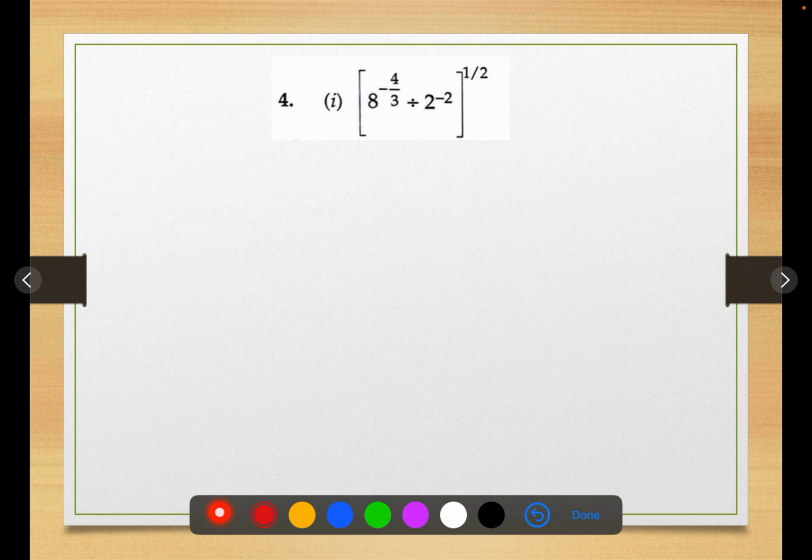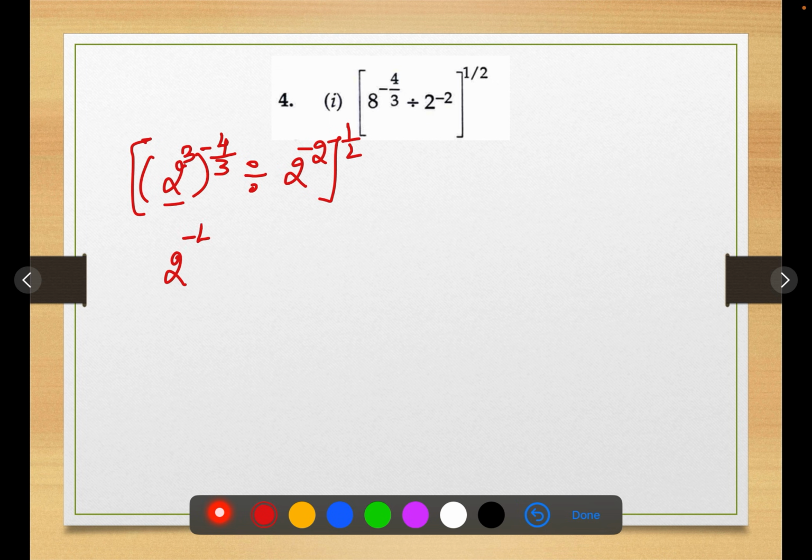Let's start with this question. Here, 8 to the power 4 upon 3. So, we'll think of a number which can be written with the power 3. So, it is 2 to the power 3, whole to the power minus 4 upon 3, divided by 2 to the power minus 2, whole to the power 1 upon 2. Now I can see here this is minus 4 because 3 and 3 will be reduced, right? Now divided by 2 to the power minus 2 to the power 1 upon 2.